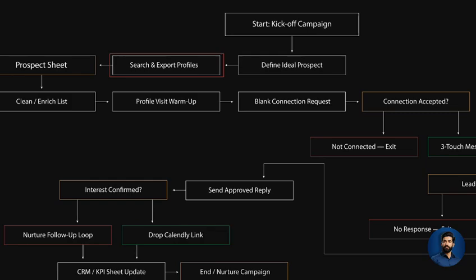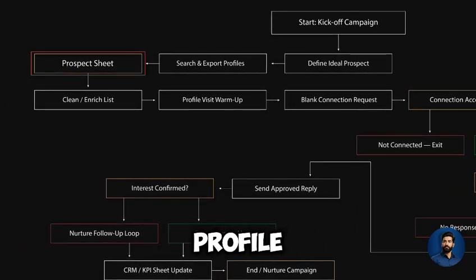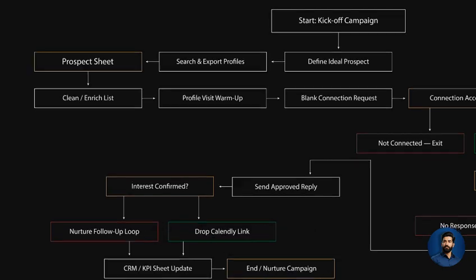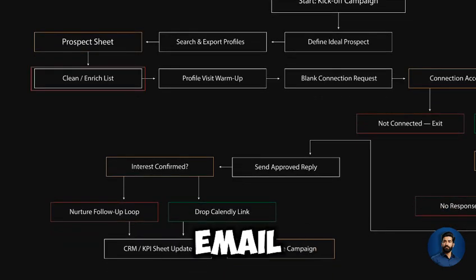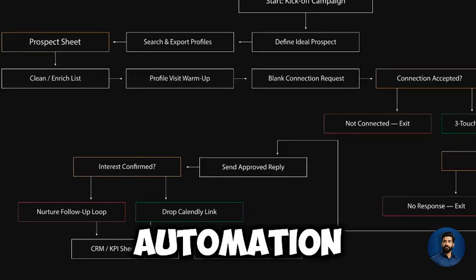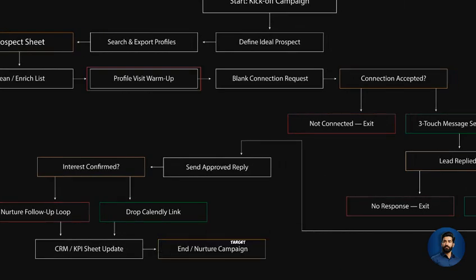for outreach. We compile all the collected profile data into a central prospect sheet, keeping our lead list organized and accessible. Finally, we clean and enrich the list by verifying email addresses, updating missing details, and removing duplicates to improve lead quality. The automation begins by visiting each target profile to softly warm up the connection.